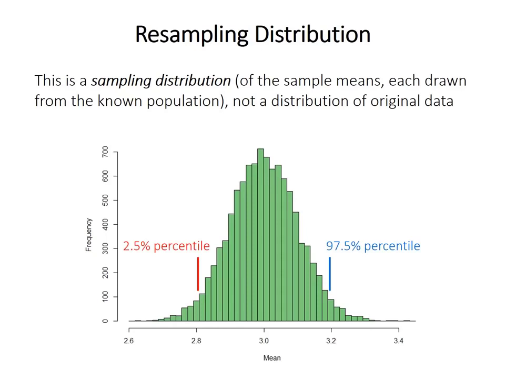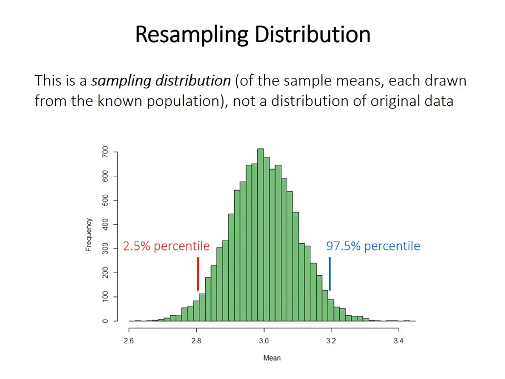So if we do that, say, 10,000 times, we get a distribution like this. This is a sampling distribution. It's not the original data. Instead, each point that makes up this histogram is a sample mean that we calculated from one random sample drawn from the population. And so given our definition of a confidence interval, it's just between the 2.5th percentile and the 97.5th percentile, the range that encompasses 95% of the sample means in our repeated trials.